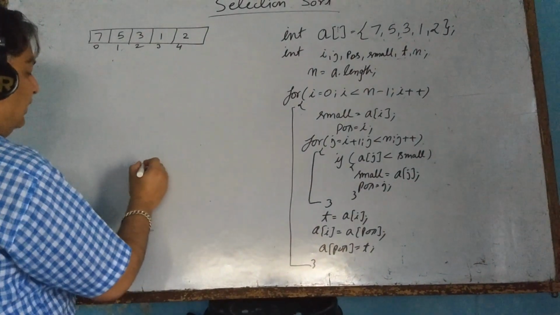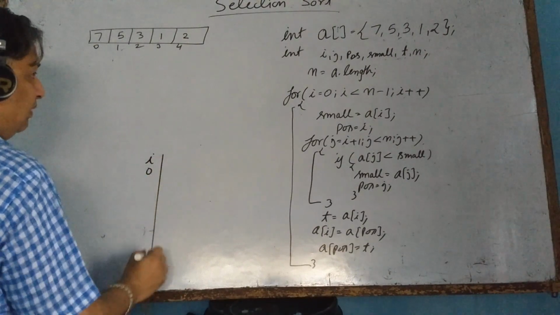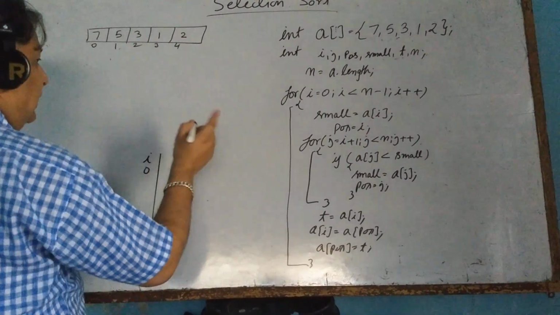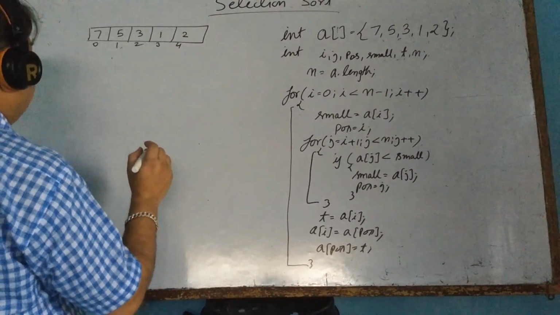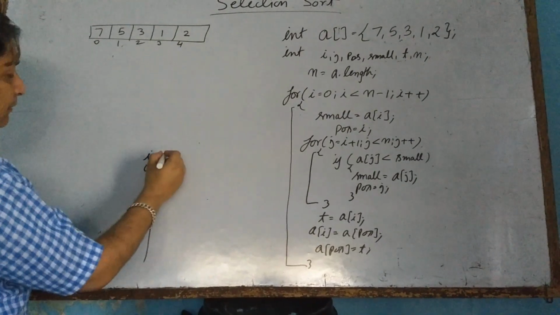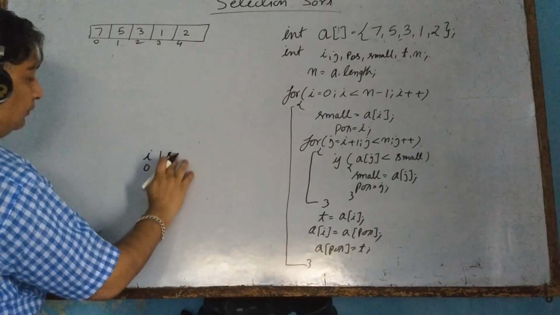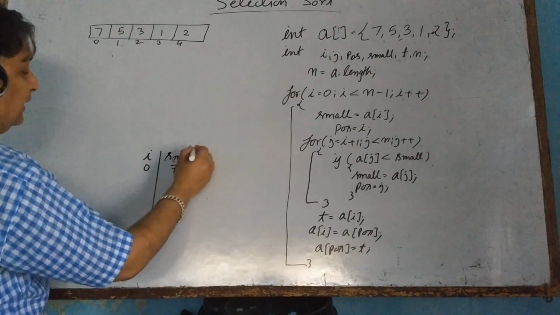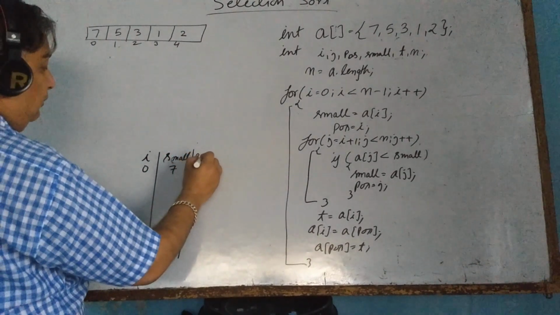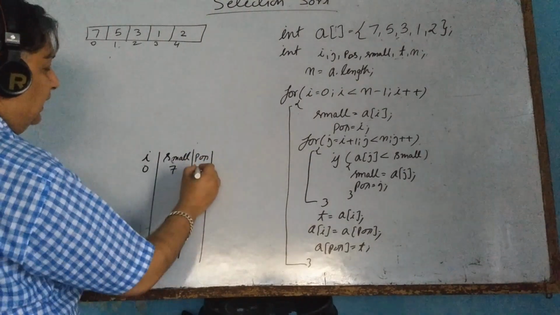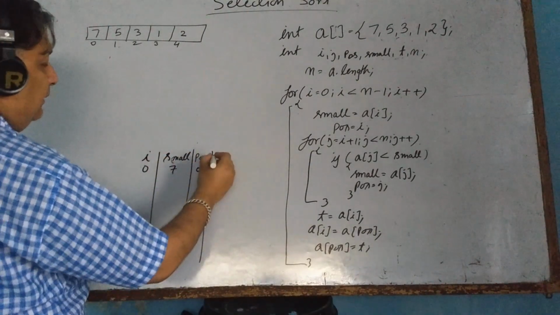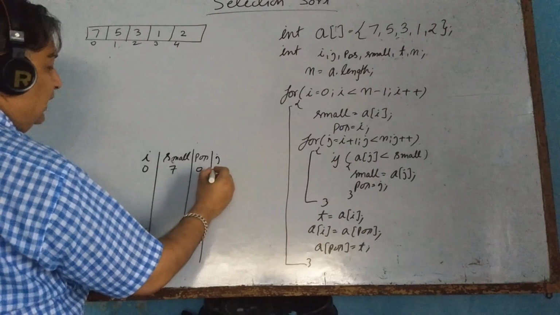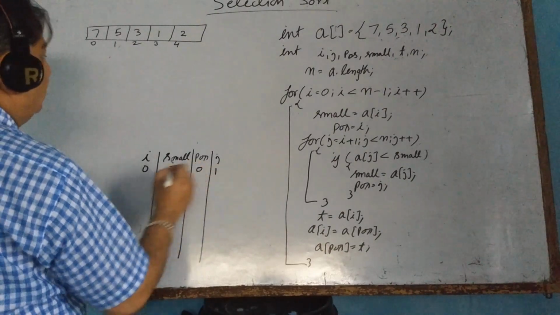Initially we will take I as 0, and then small equal to a[i]. At index number 0, 7 is present. So we will trap the position of this index in the variable POS. The loop of j starts from I plus 1, that is 1.